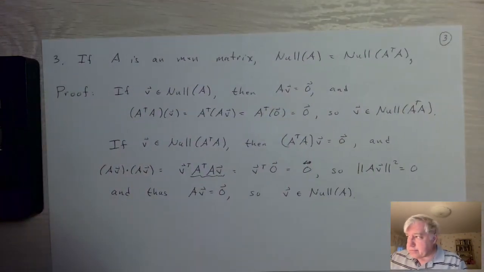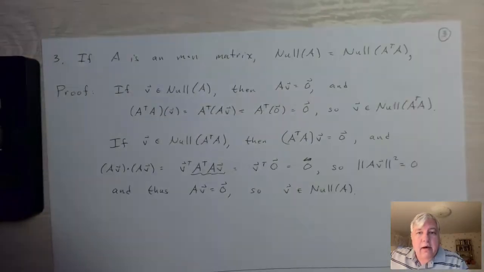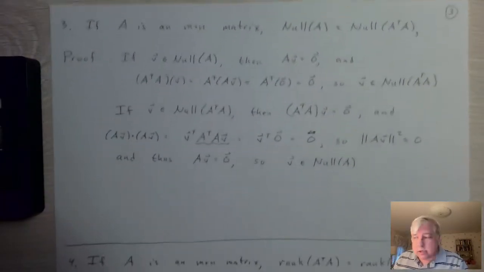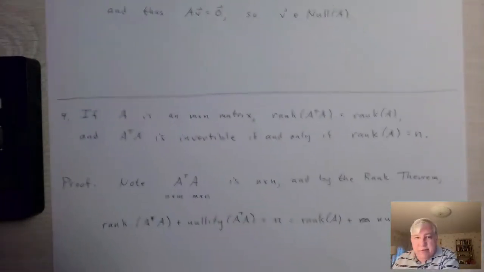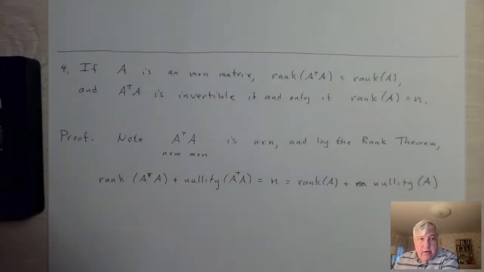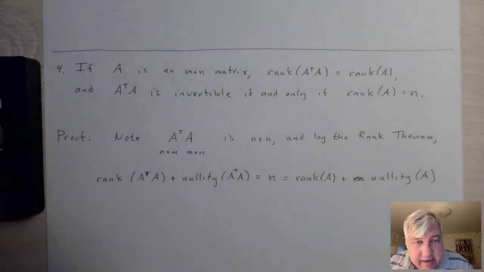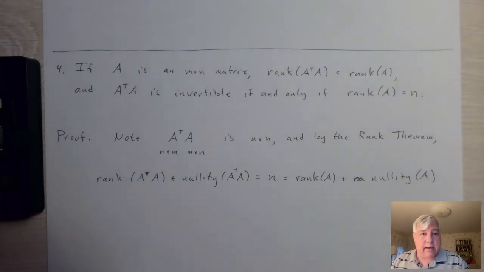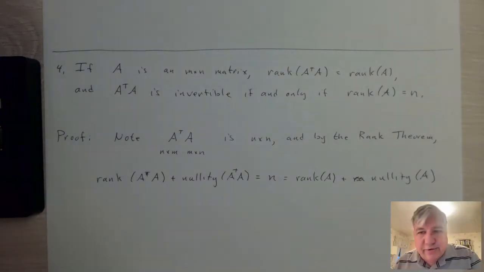All right. So how does that help us in number 4? Number 4 says that if A is an m by n matrix, then the rank of A transpose A is equal to the rank of A. And why is this true? Hold on one minute. Okay, I turned the light on, so hopefully this will be a little easier to read.